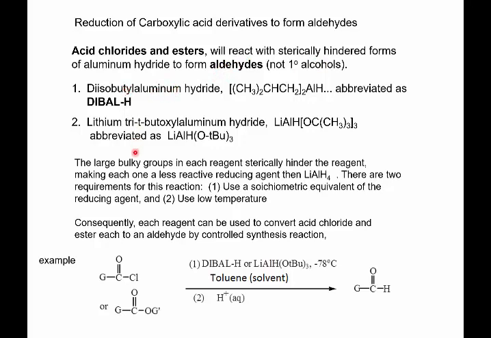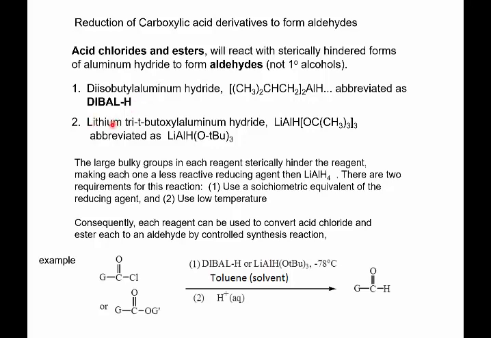Now the two designer reducing agents are, first, diisobutyl aluminum hydride. Here's its structure here. It's helpful to abbreviate that one. You can say DIBAL-H. Notice there's just one hydride ion here. With, let's say, aluminum hydride, AlH3, there would be 3. With lithium aluminum hydride, there's 4.